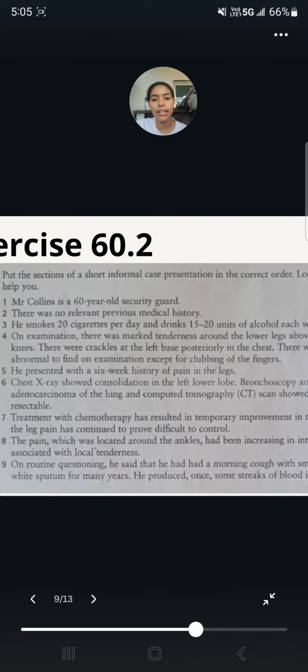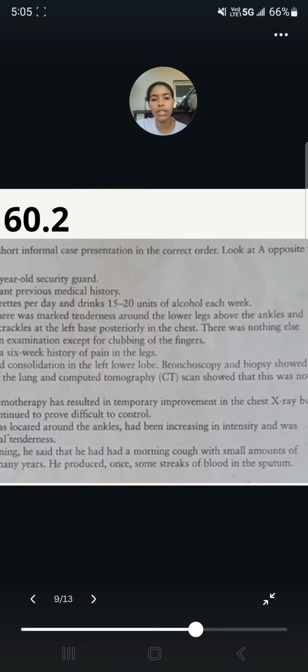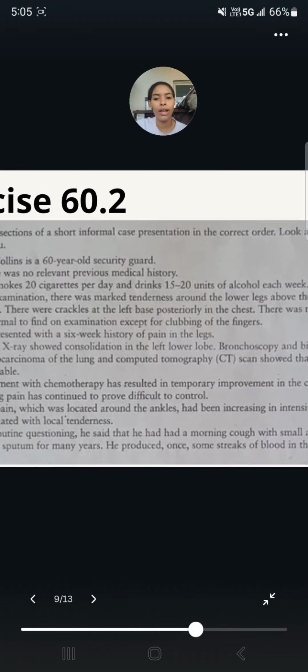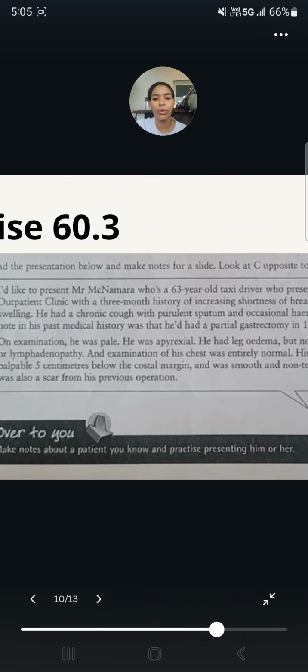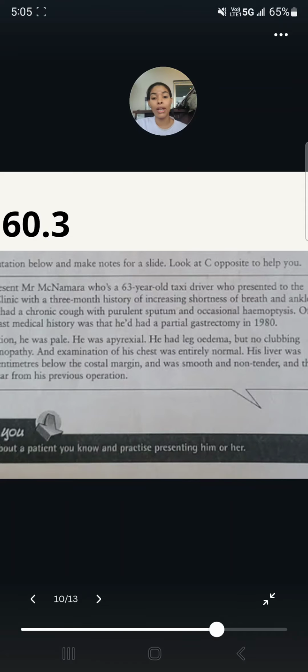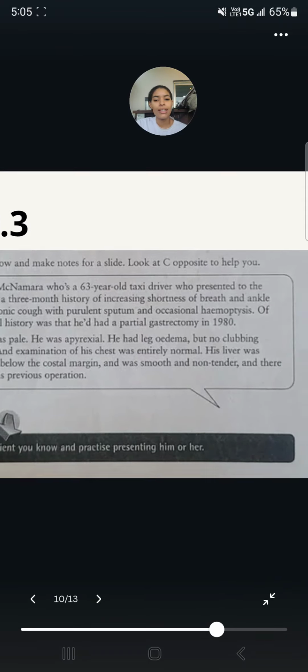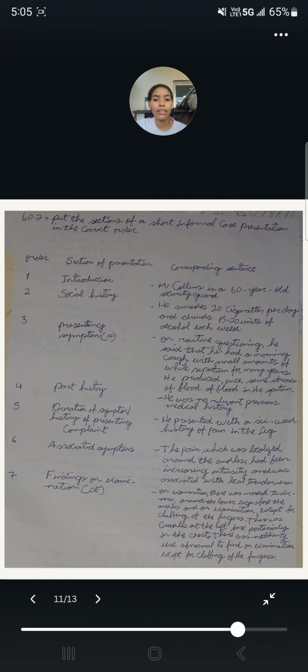Now let's see exercise 60.2. Put the sections of a short informal case presentation in the correct order. Look at A opposite to help you. And then we have exercise 60.3. It says, read the presentation below and make notes for a slide. Look at C opposite to help you. Let's begin. In exercise number 1, the way I did it, it's the order: section of presentation and corresponding sentence.